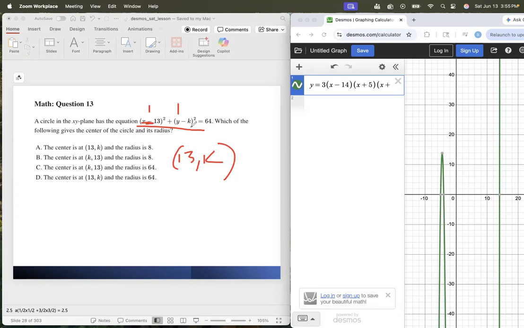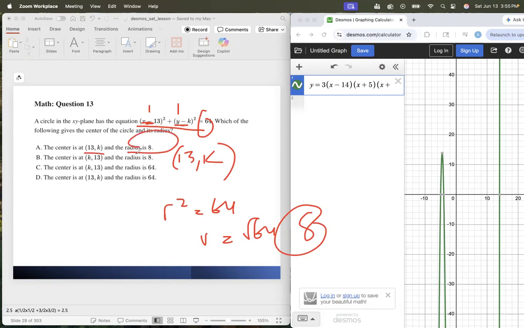Because you equate this to 0. The radius, though, is radius squared is equal to 64. Therefore, the radius is the square root of 64, which is going to give you 8. Based on that, you can see that the right answer is 13K and 8.